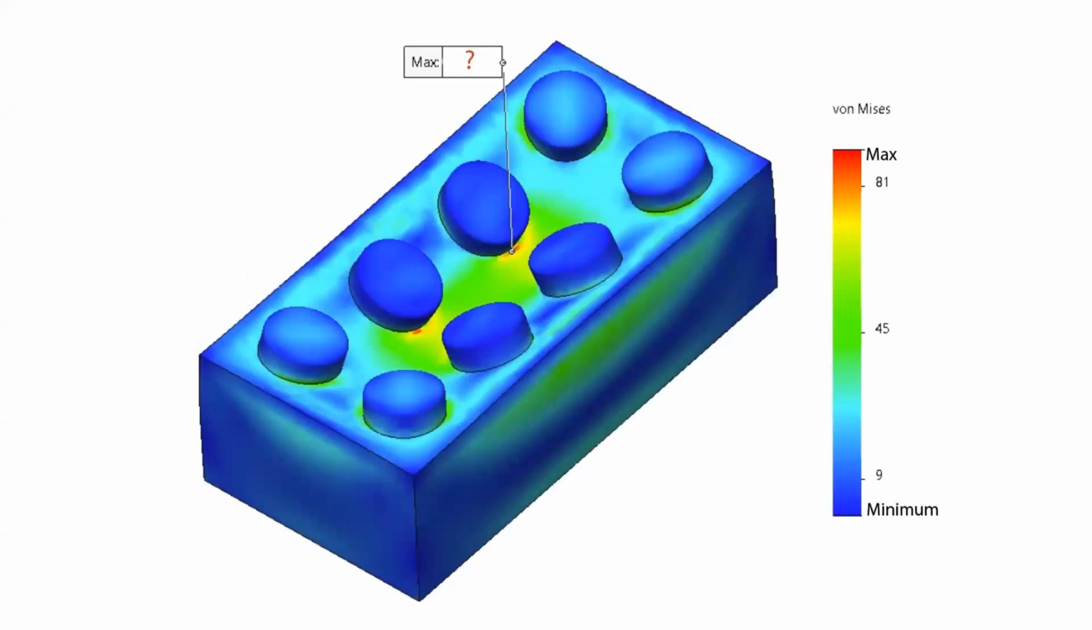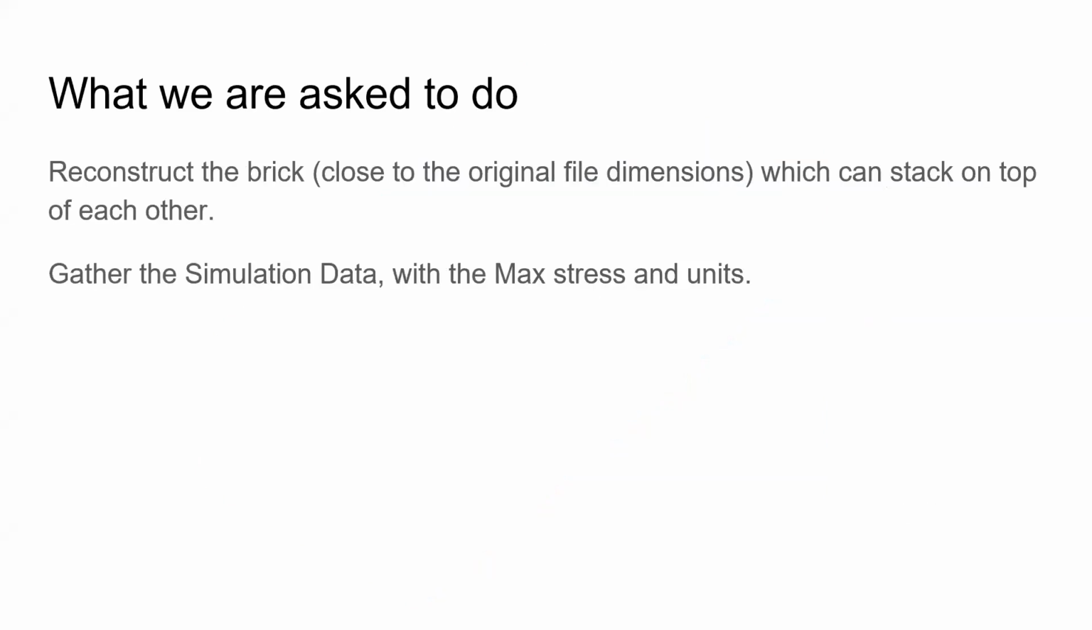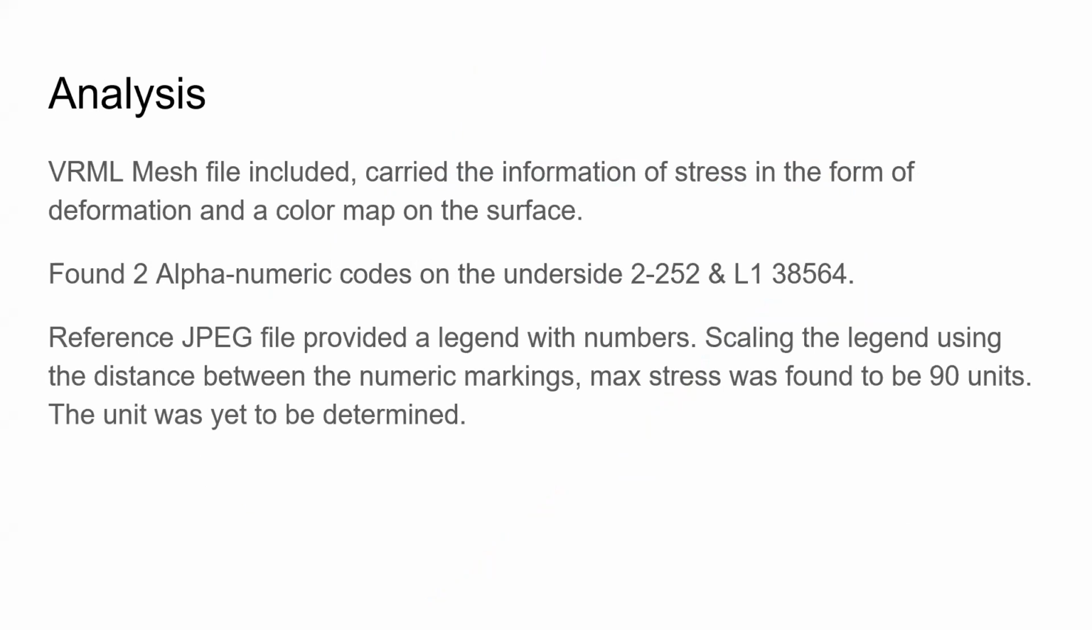This photo is the reference JPEG file which we received. We are asked to reconstruct the brick close to the original file dimensions, which can stack on top of each other, which is its function, and gather the simulation data from the reconstructed file, with the max stress and units. So the VRML mesh file we received carried information of stress in the form of physical deformation and the color map on the surface. We also found 2 alphanumeric codes on the underside of the brick of the mesh file which we received.